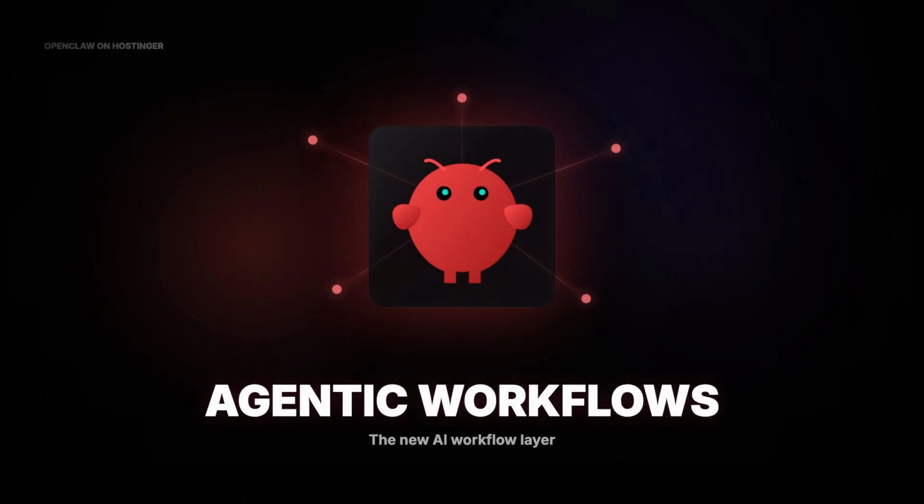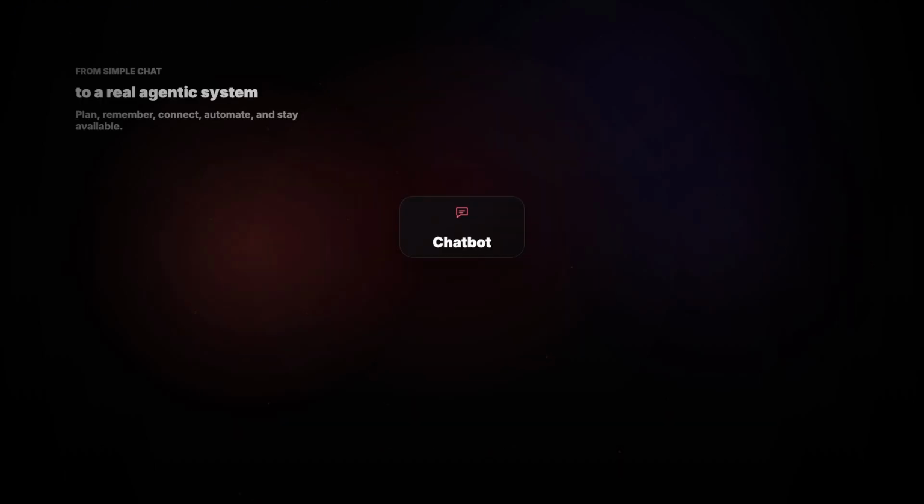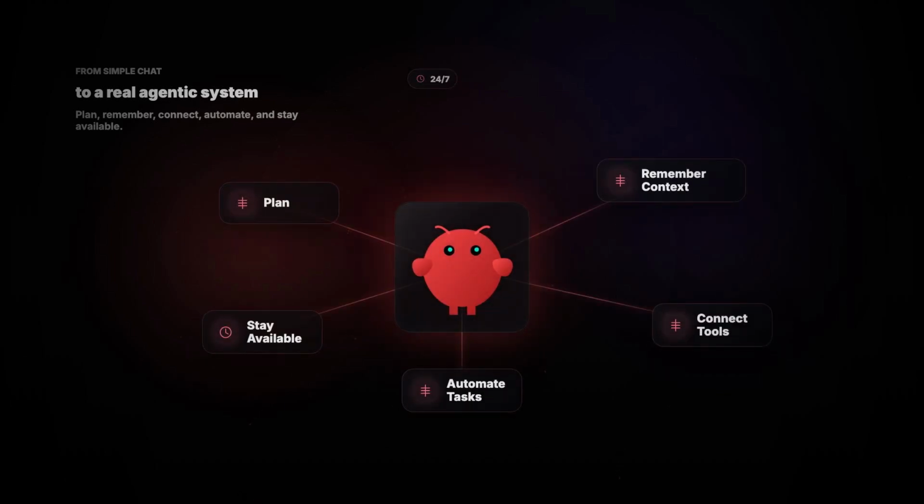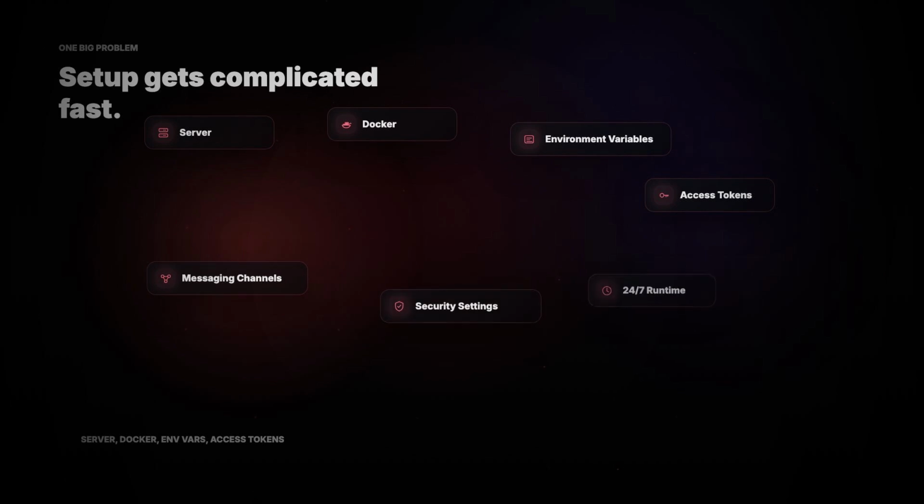Agentic workflows are becoming one of the most important parts of AI right now. We are moving from simple chatbots to assistants that can plan, remember context, connect to tools, automate tasks, and stay available when we are not in front of the computer. But there is still one big problem. Setting up these agents properly can get complicated very quickly.